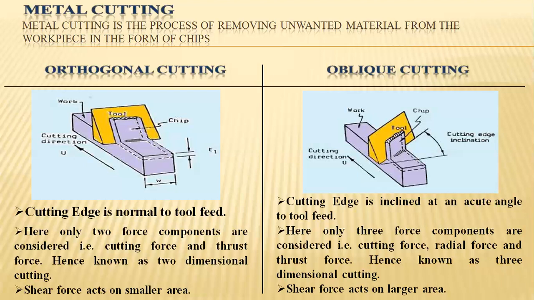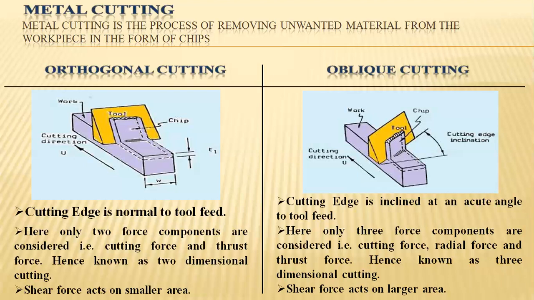Whereas oblique cutting is considered where the cutting edge is inclined at acute angles to the tool feed. Hence, three different components are considered: cutting force, thrust force, and in addition to these two forces, radial forces. Hence, we call it three-dimensional cutting.